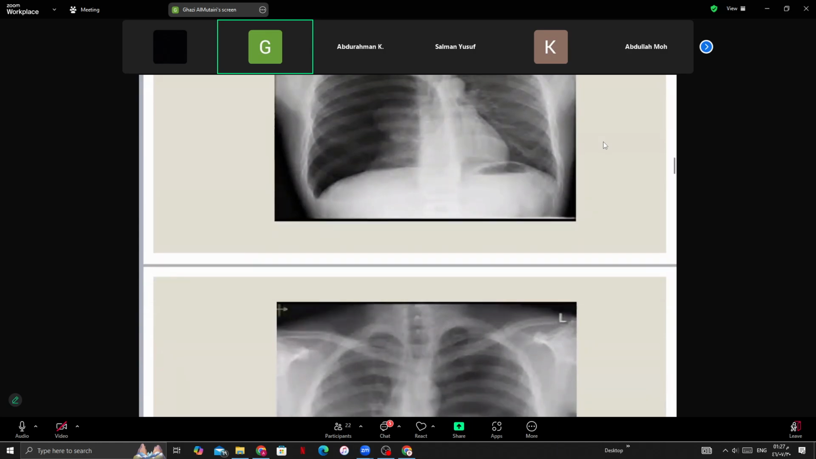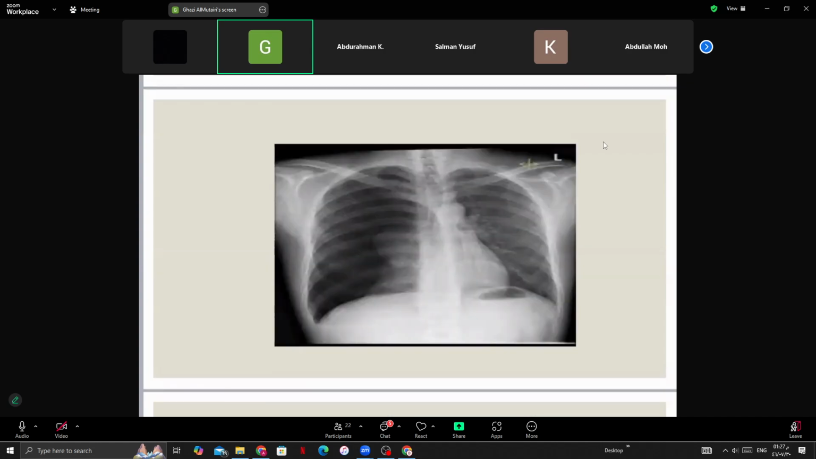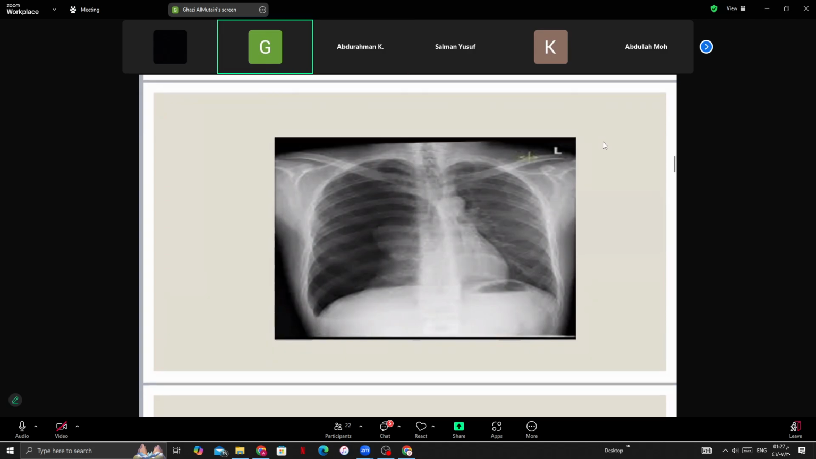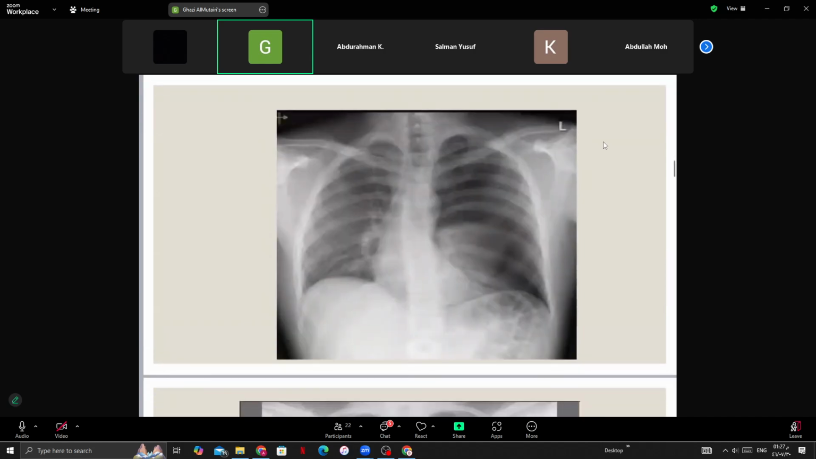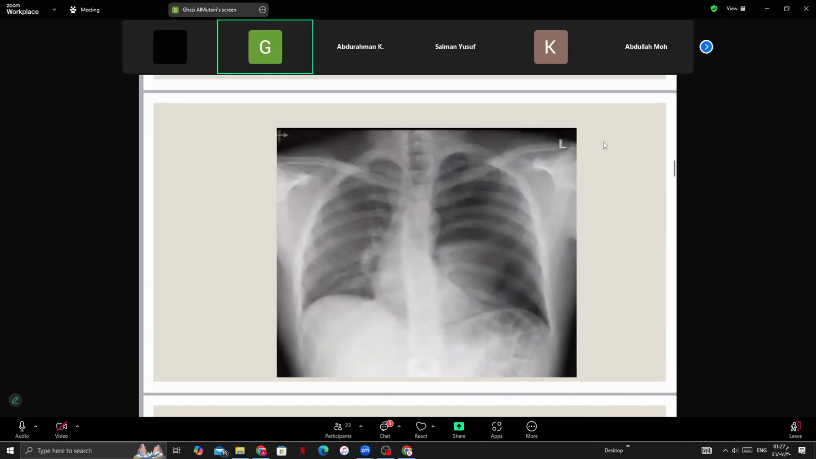Tension. Excellent. Tension pneumothorax. So what's your treatment or what's your immediate intervention? Tube. Excellent. Where? Intercostal space, safe line. Excellent. So either needle decompression or chest tube in the fifth intercostal space, anterior to the mid-axillary line, on the same side as the pneumothorax. What about this X-ray? Is it a normal or abnormal chest X-ray?